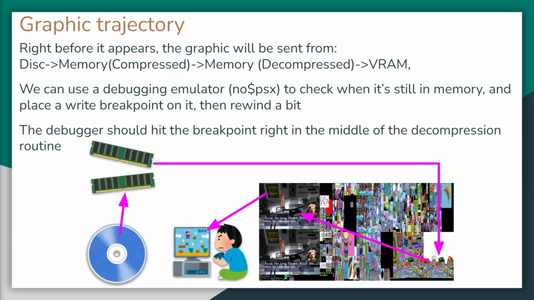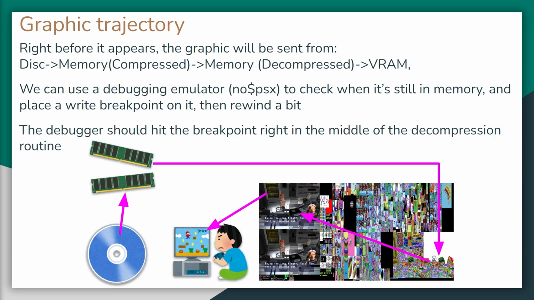Luckily, we have a trick that we can use. Right before the graphic appears, the graphic will be sent from the disk to memory as a compressed image. Inside of memory, it will be decompressed, and then it will be sent to VRAM. We know that that has to be the trajectory of the file, so because we know that, we can use a debugging emulator, in this case nocache PSX, to check when it's still in memory, and we can put a write breakpoint on it.